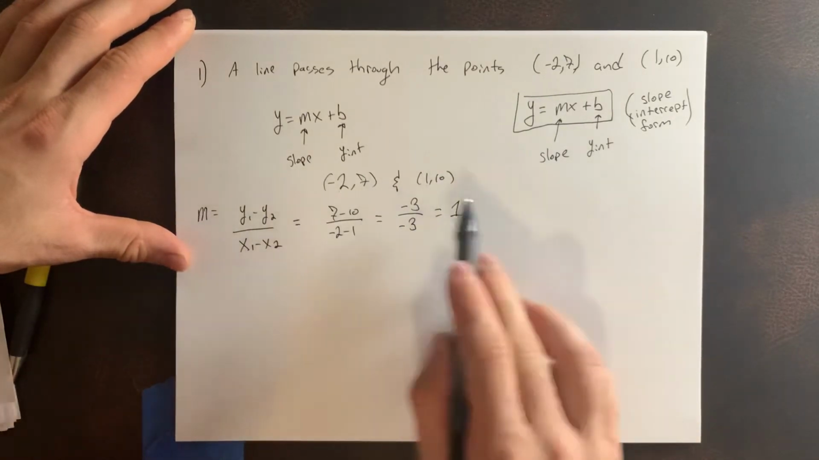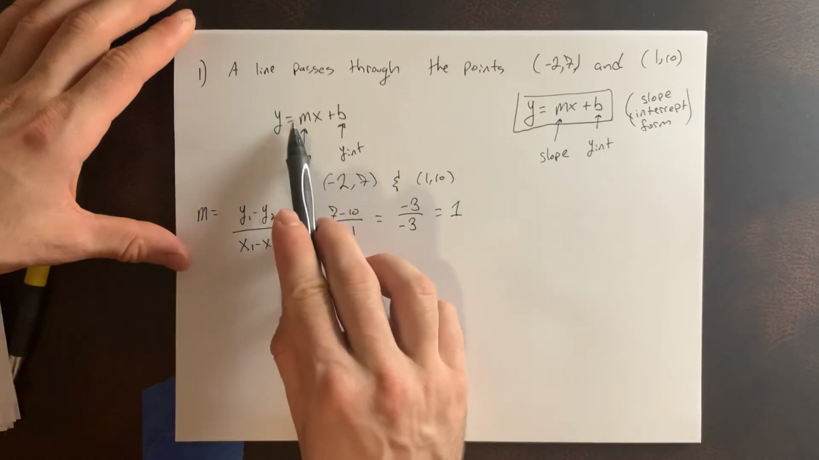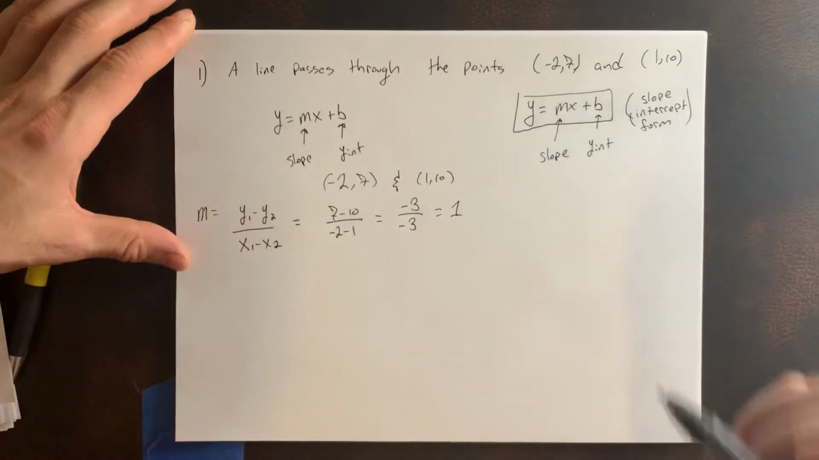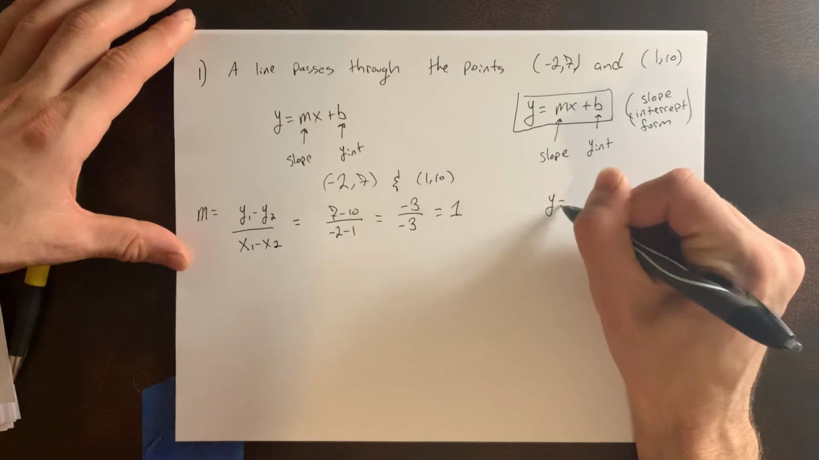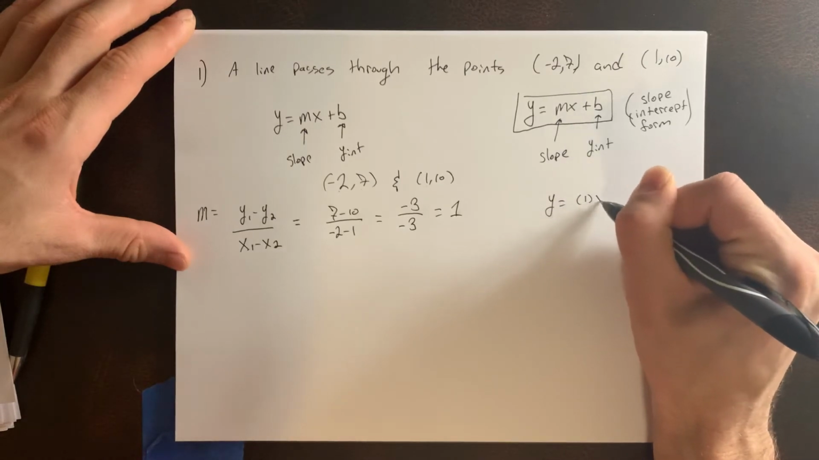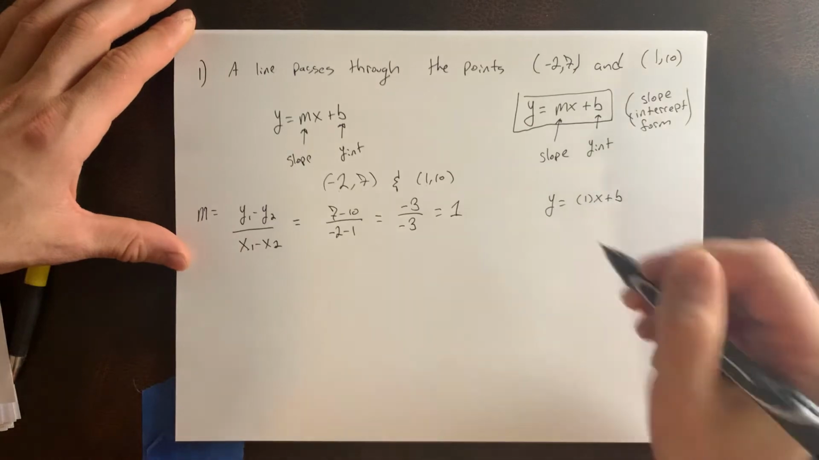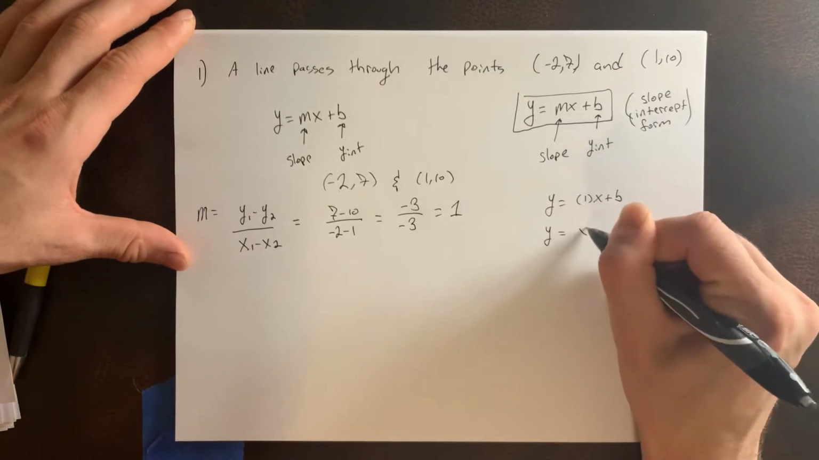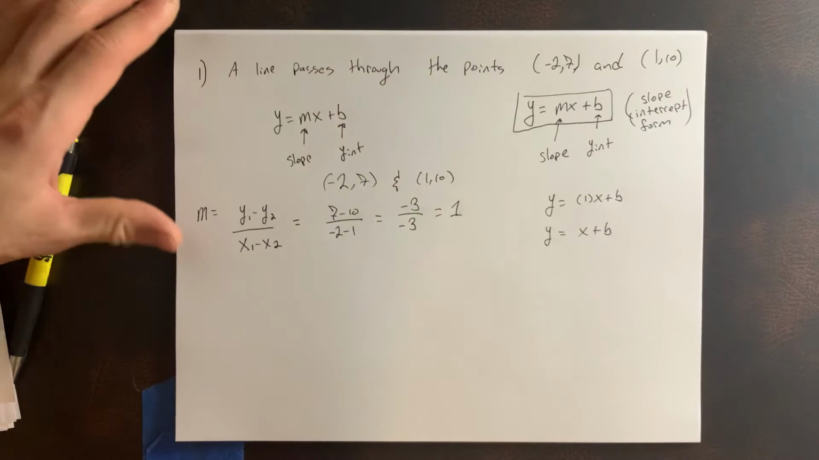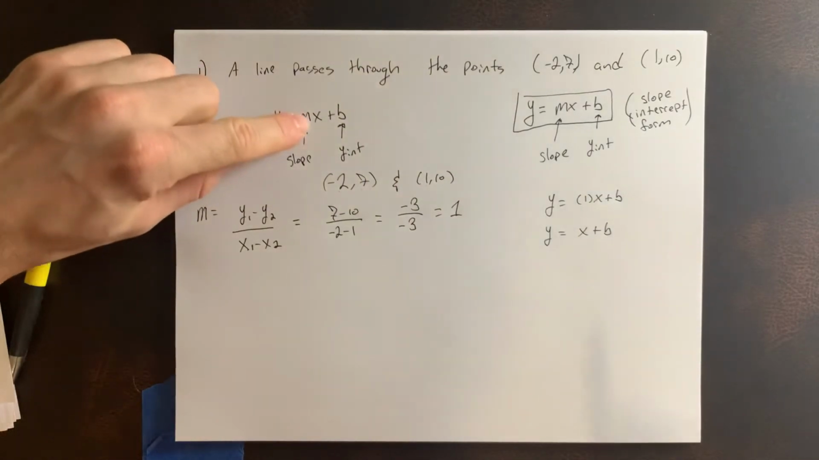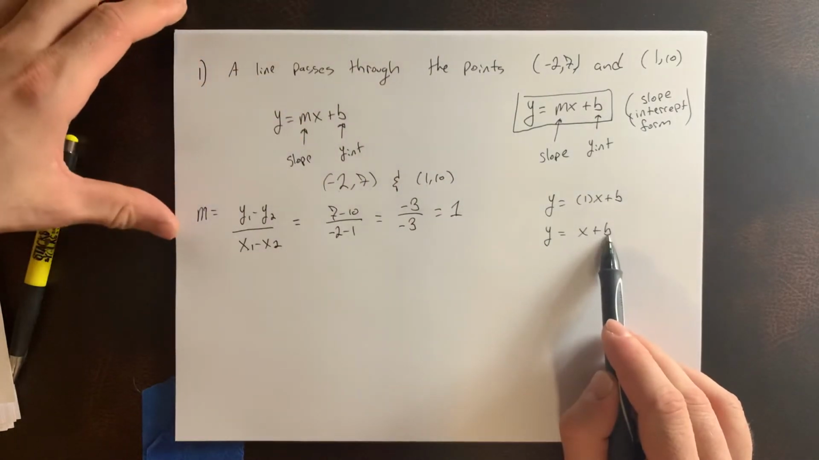Our slope m is equal to 1. So now we can rewrite this equation. Instead of y equals mx plus b, we can just have y equals 1 times x plus b. But 1 times x is just x, so this is the same thing as y equals x plus b. So now we're closer to our answer. We found what our m was. Our m is 1, but now we just need to find what this b is.